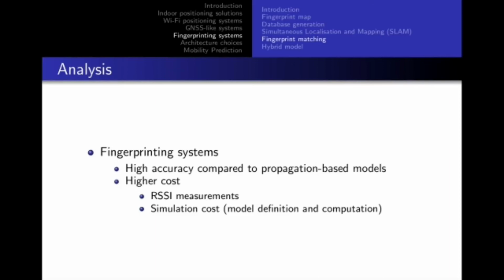So, how to conclude about fingerprinting systems? They are highly accurate compared to propagation-based models. That's why we use this kind of system for the lab work. They also have a higher cost because you have to perform a lot of RSSI measurements or to build a good simulation model to compute the fingerprint database. But they are more accurate.